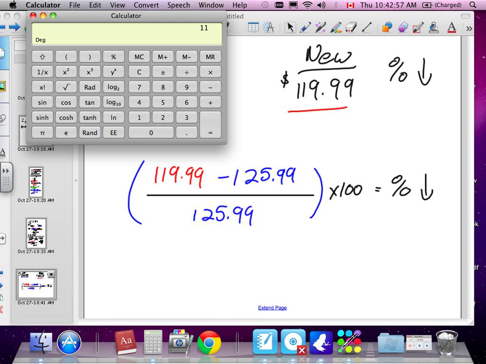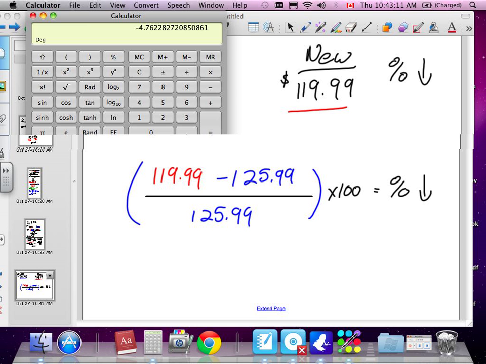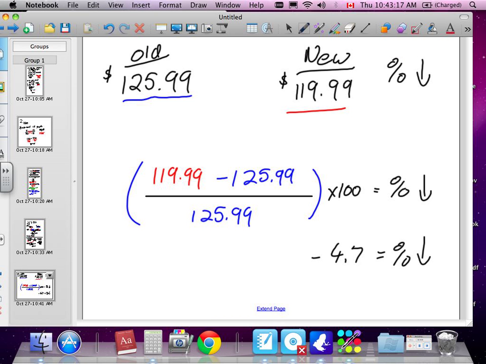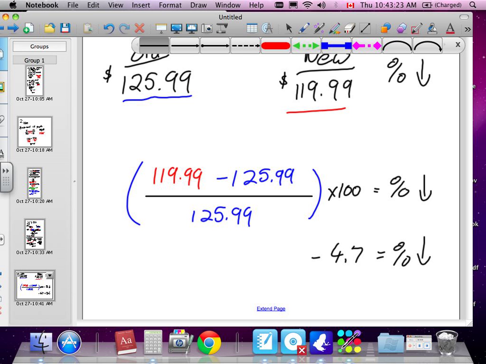So we take $119.99, subtract $125.99, divided by $125.99, and we multiply by 100, 4.7. So negative 4.7 percentage decrease. Okay? Do you guys find that easy that way? Do you want me to show you the other way also?